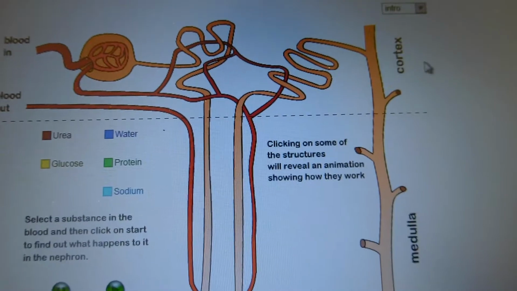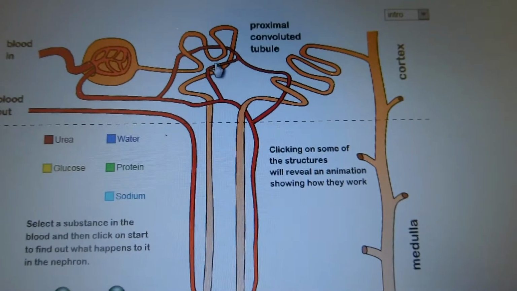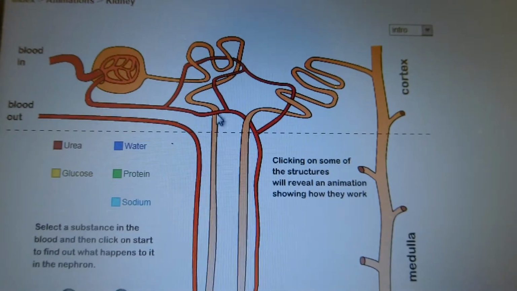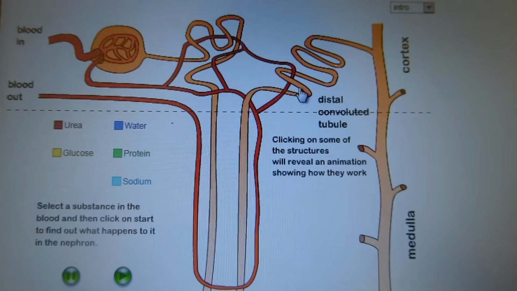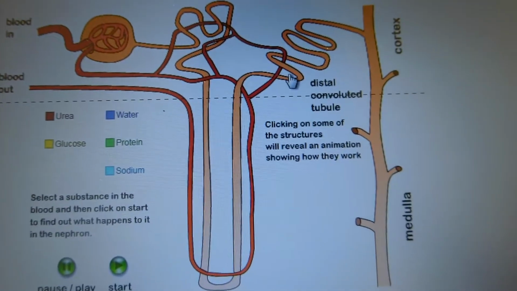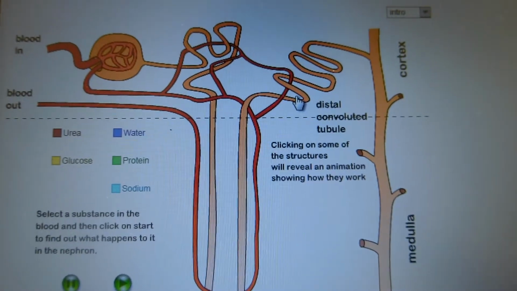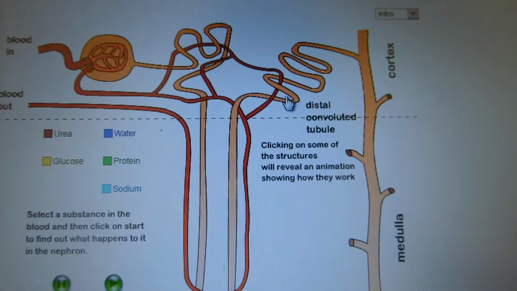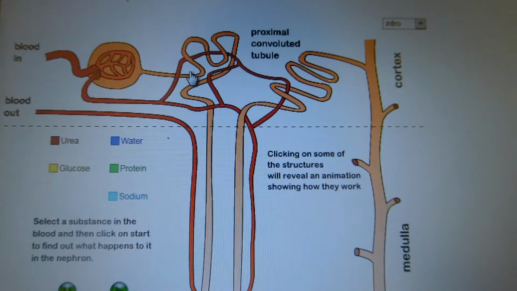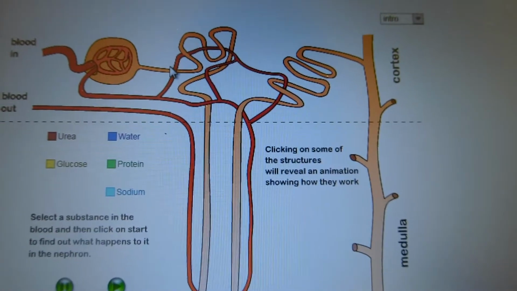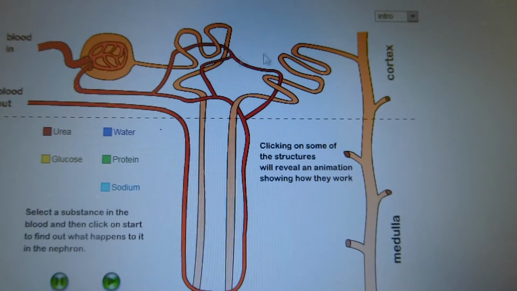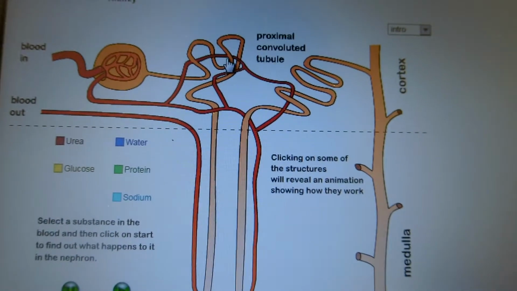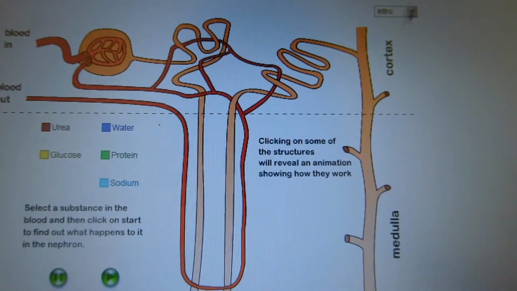Okay, so of course during the later parts of the nephron, some of the water, the essential water, as well as nutrients, will be taken back. So this process whereby nutrients and water, which are filtered here, are reabsorbed, is called selective reabsorption. So let's see what happens in your proximal convoluted tubule first.